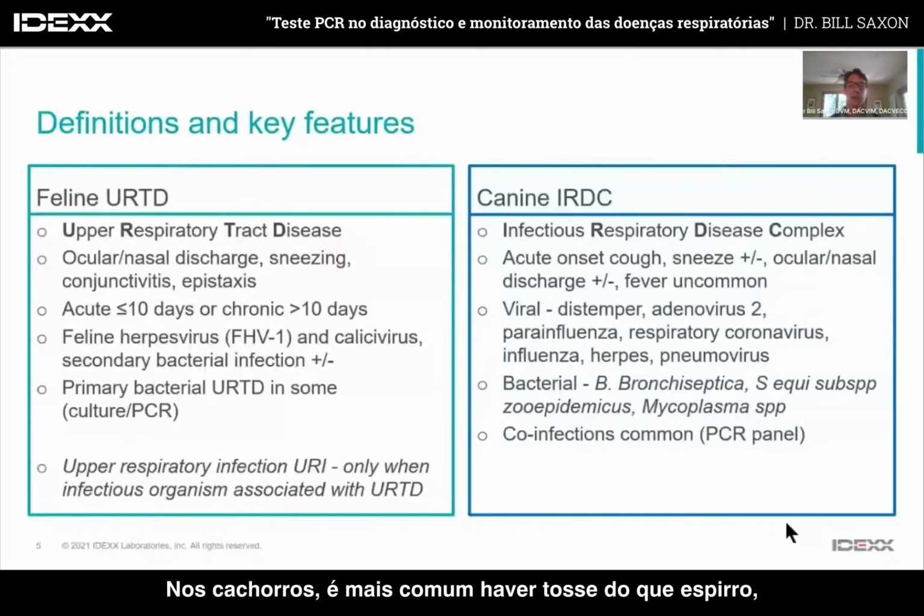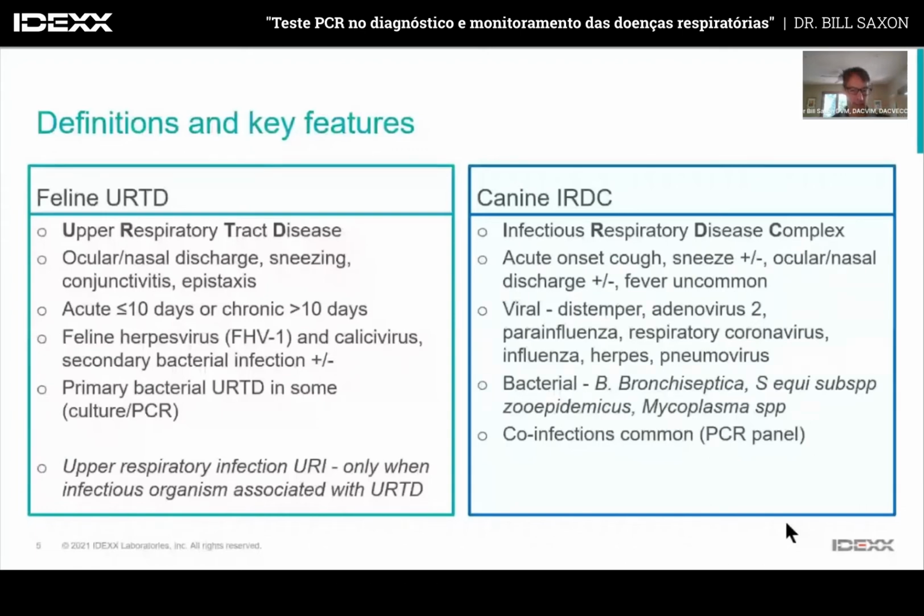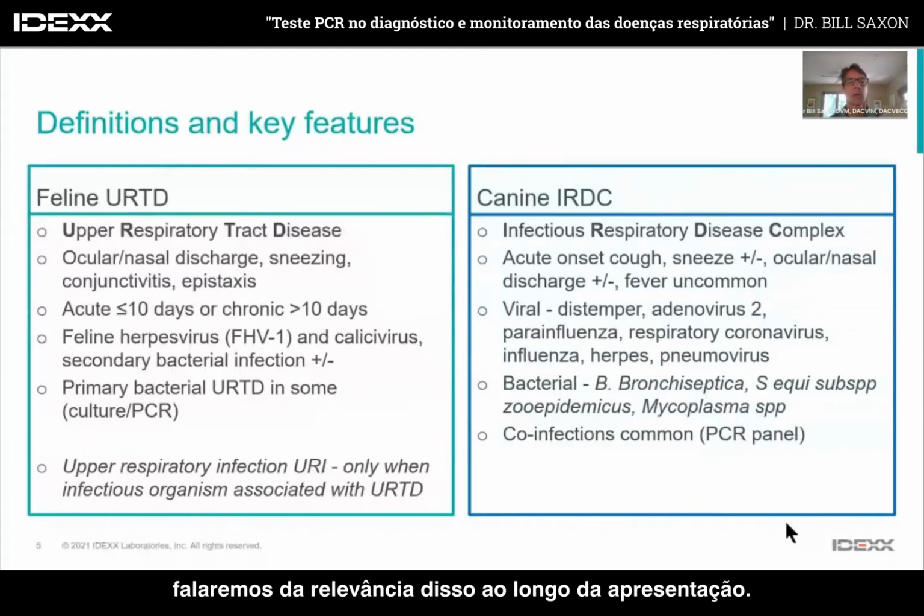And then in dogs, it's more of a cough situation than sneezing, but sneezing can occur, same ocular nasal discharge can occur. And in most of these guys, dogs and cats, it's viral, and the ocular nasal discharge is serous, okay? It can become mucopurulent. We'll talk about how significant that is or isn't as we go along. And then you can see the common causes of viral and bacterial canine infectious respiratory disease complex on the right-hand side there.